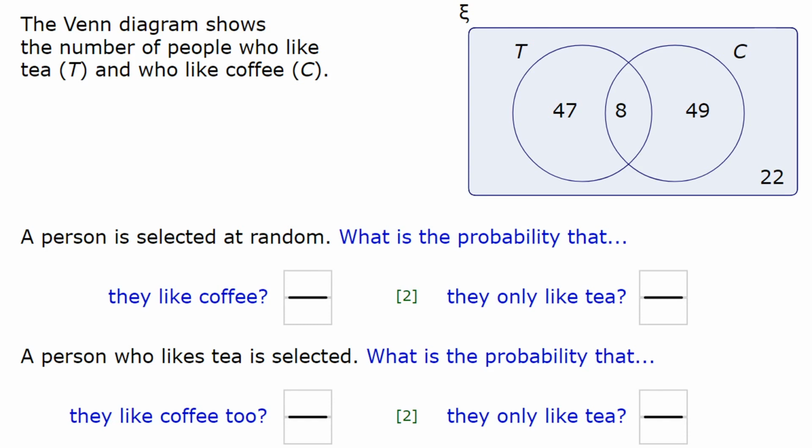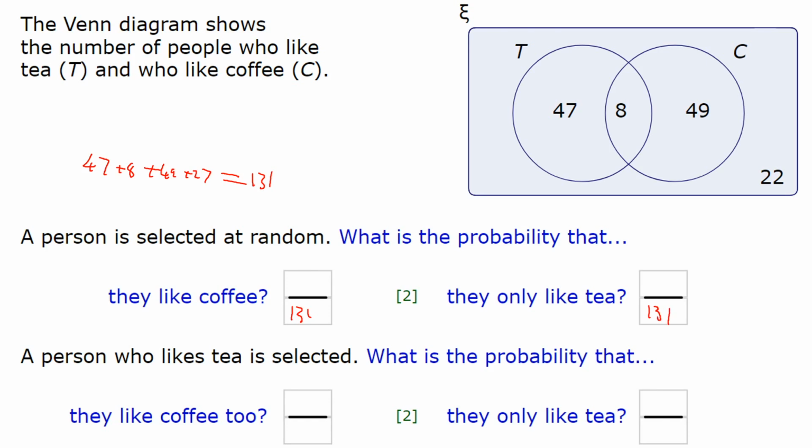First, we want to add up how many people there are in total. So 47 plus 8 plus 49 plus 27 gives us a total of 131 different people who were interviewed. Okay, so we can just put 1 over 131 on both of those.